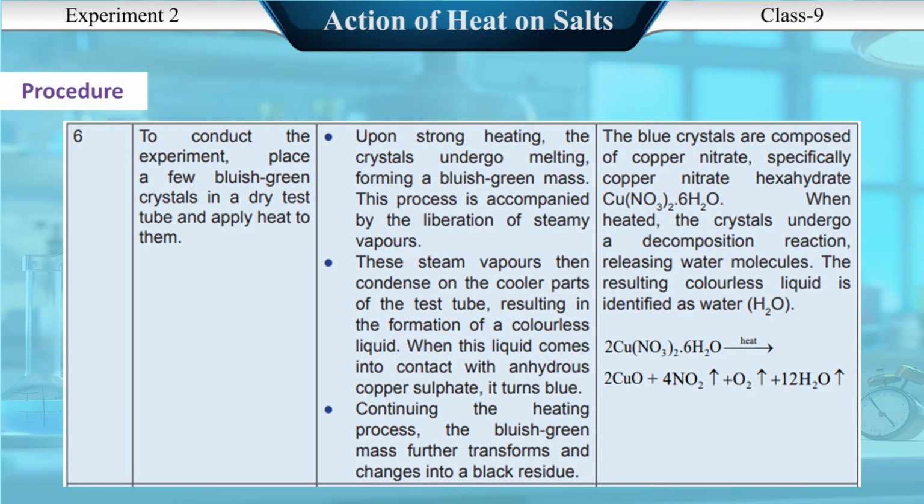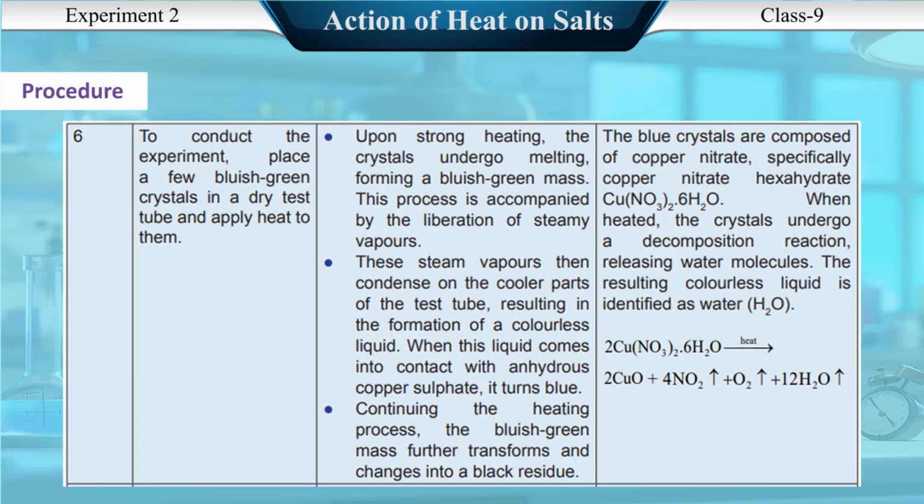Upon strong heating, the crystals undergo melting, forming a bluish-green mass. This process is accompanied by the liberation of steamy vapors. These steam vapors then condense on the cooler parts of the test tube, resulting in the formation of a colorless liquid. When this liquid comes into contact with anhydrous copper sulfate, it turns blue.